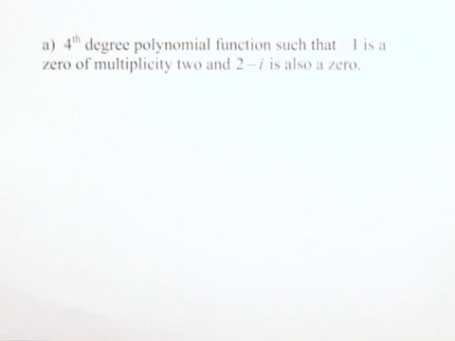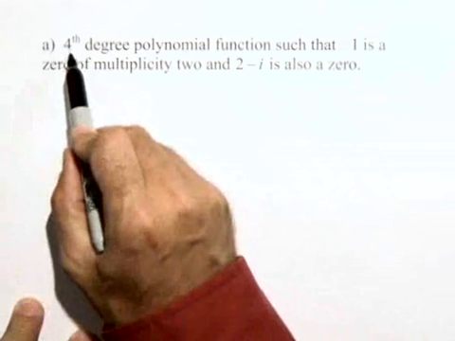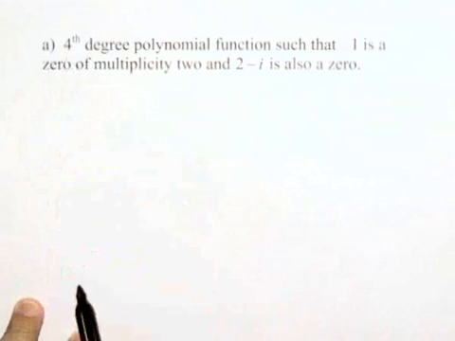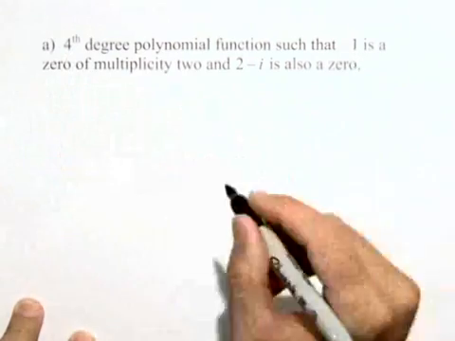So let's see if we can find a fourth degree polynomial that satisfies these given conditions. Now remember, our polynomial function must have real coefficients. That was given in the problem statement. Well, what do we know about our function that we're looking for? It must be fourth degree, and we're given that 1 is a 0 of multiplicity 2.